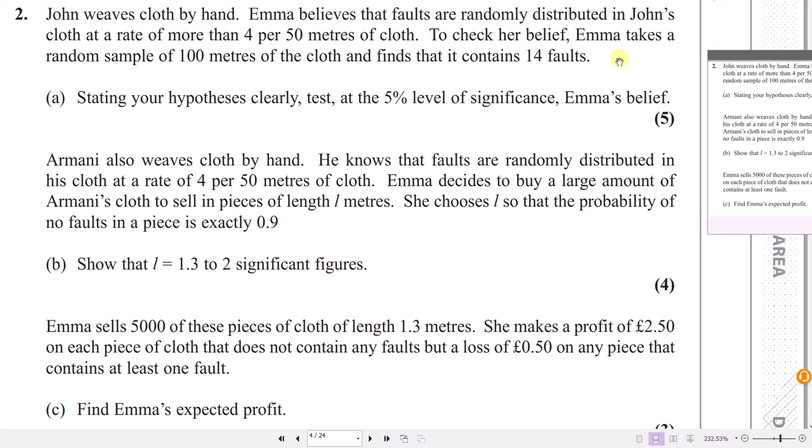So we need to think through what sort of distribution it is. Well, we believe they're completely randomly distributed. They're one piece of cloth. If it has an error, we're not saying that it's going to have caused a snag that will cause it to happen again, so they're independent. The error is in terms of a distance. It's a rate question, so there's 4 per 50 meters of cloth. So that means we're going to be working with a Poisson problem, and we need to do a hypothesis test on a Poisson. That's the key information from that first part.